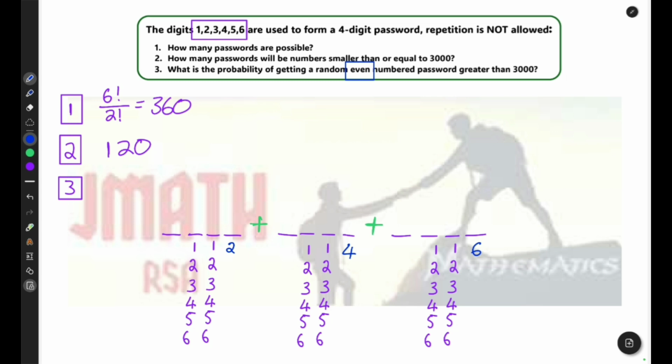Now, if I make sure that the last one is a 2, then I cannot use a 2 in the other spaces. In this one, I cannot use a 4, and in this one, I cannot use 6s there. Now what about the first space? They say it must be a number greater than 3,000. So in this case, this could be a 3, a 4, a 5, or a 6. So there I made sure that it cannot be a 2 in the first space. Now with the middle one that ends on a 4, this could be a 3, it cannot be 4, it could be 5, or it could be 6. And then the last one, this can be 3, 4, or 5, but it cannot be a 6.